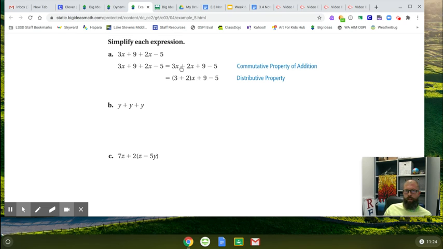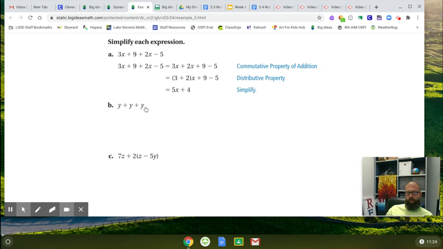They broke it down into 3 plus 2x, but I think that's a little redundant if you ask me. So you can see that 3 plus 2 is 5, so that's going to be 5x, and 9 minus 5 is 4, so that's going to be 5x plus 4. This is where we've got to be careful with these positives and negatives, plus and minus. Okay, so you see 3x plus 2x, that's 5x, and 9 minus 5 is 4, and you can simplify it real quick if you do it that way. That's the way I like to do it.